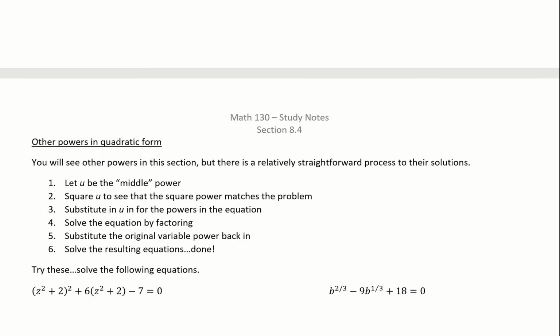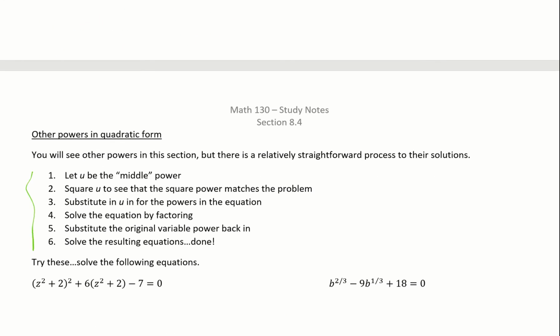Now, in this page, I write out the steps that I use, okay? You'll see other powers in this section. There's a relatively straightforward process to finding their solutions. In the first step, you let u be the middle power. I'll explain that in a second. Then you square u to see that the square power matches the problem. Substitute u in, solve by factoring, substitute back in the variable, and then solve. So those are the steps that we follow.